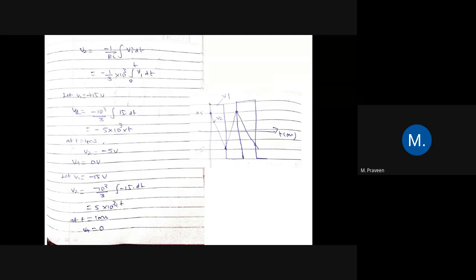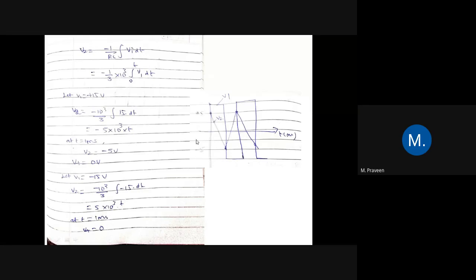Here, instead of t you write 1 millisecond, so 10 power 3 and 10 power minus 3 will cancel. Therefore you'll get the V2 value as 5 volt. So for plus 15 volt of input you'll get V2 as minus 5 volt, and for minus 15 volt of input you'll get V2 as plus 5 volt.